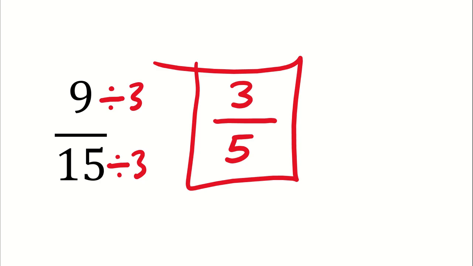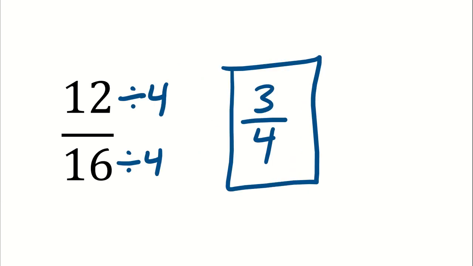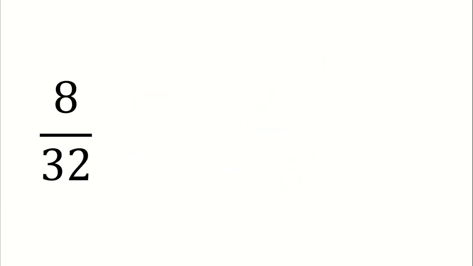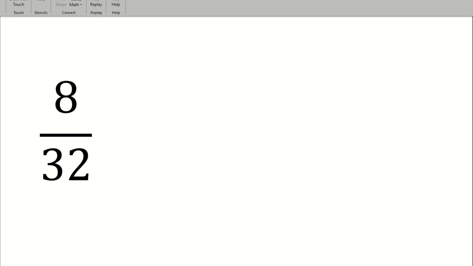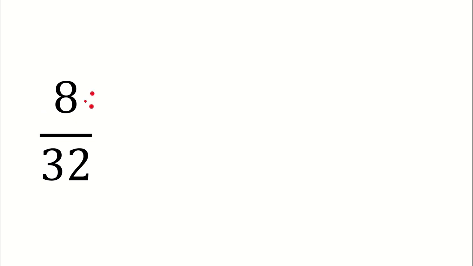Now, let's try another one. Hold up, I gotta scroll down. Technical difficulties. Now we got 8 over 32. We gotta simplify this bad boy. Let's list the factor pairs of 8. 1 times 8 is 8. And we know that 2 times 4 is 8.